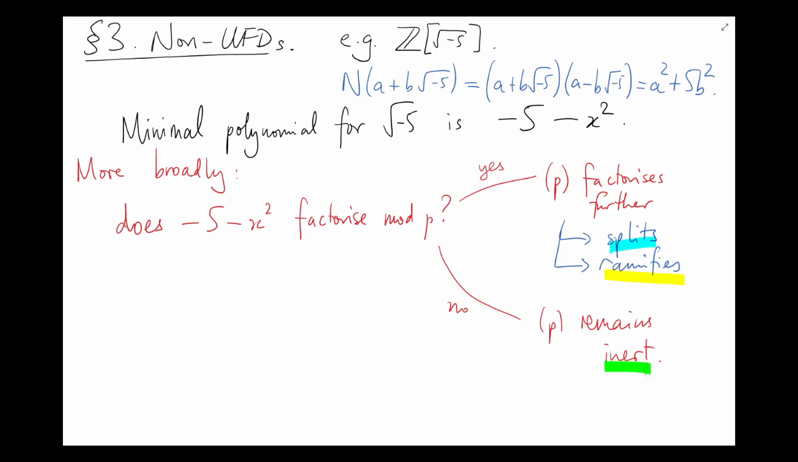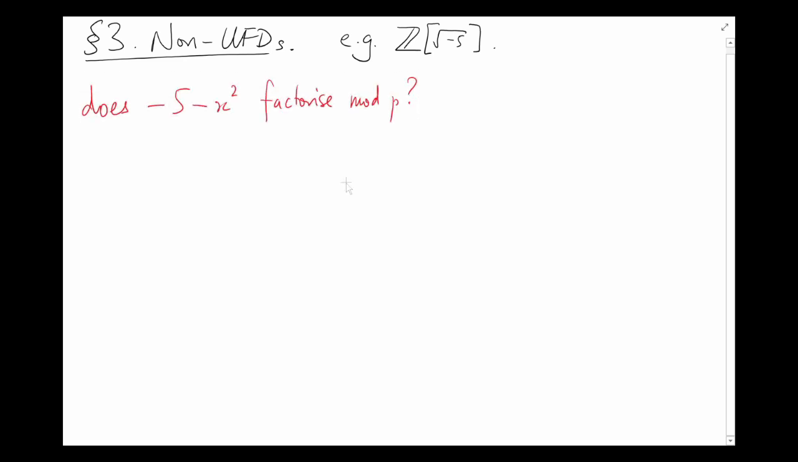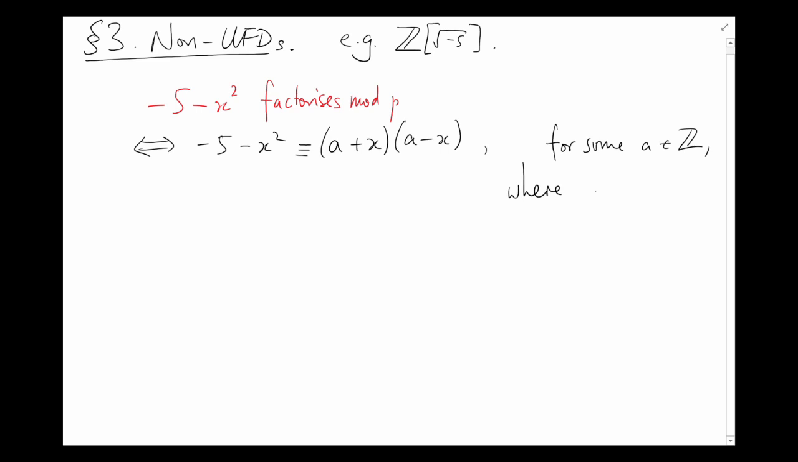Okay, how is this related to what we did earlier? Well, when you're attempting to factorize minus 5 minus x squared, modulo some prime p, you'll quickly notice that it's going to have to factorize as a plus x times a minus x for some integer a where a squared is minus 5 mod p. This means that minus 5 is a square mod p. In other words, the Legendre symbol minus 5 over p is equal to 1.